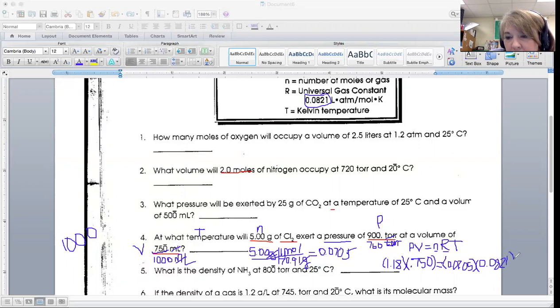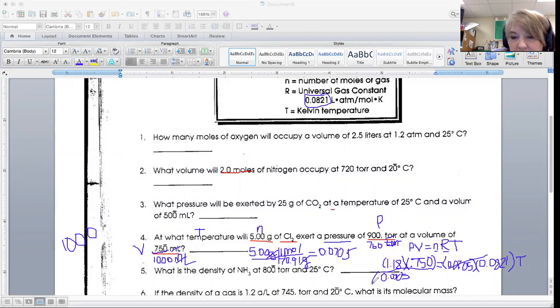And then last but not least, temperature. We don't have temperature, so that's the variable that we're going to be solving for. Okay, at this point, hopefully you understand that you need to isolate T. So we're going to move everything that's beside T to the other side. So we're going to divide by 0.0705, and so that would cancel out.